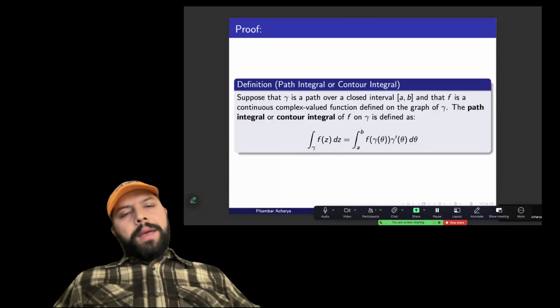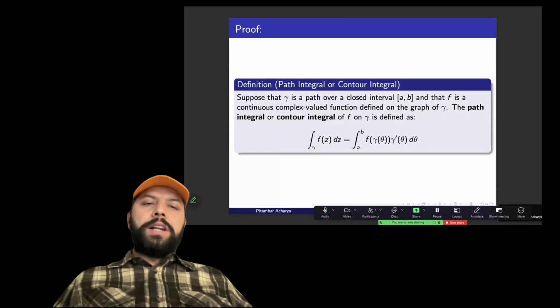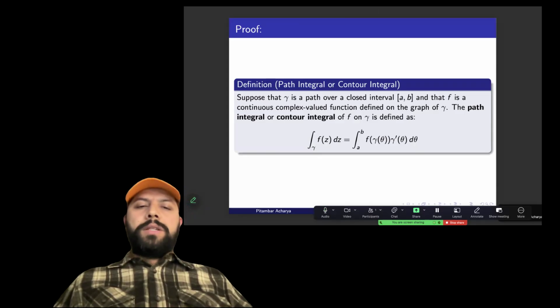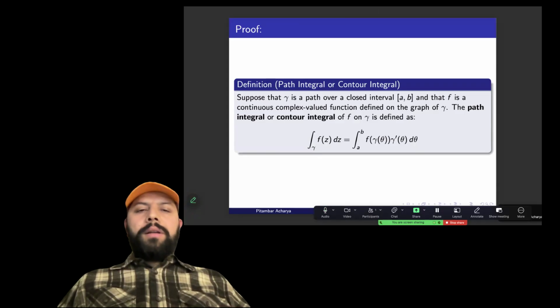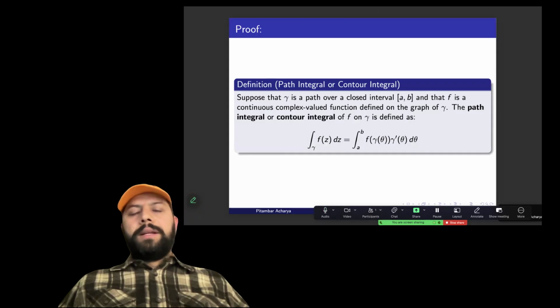Before here, we need a definition of path integral or contour integral. So we have a complex integral here, where a path is denoted by gamma in the closed interval a, b. Then the integral over gamma of f(z) dz is equal to the integral from a to b of f(gamma theta) gamma prime theta d theta. So this is the formula. It will be useful.